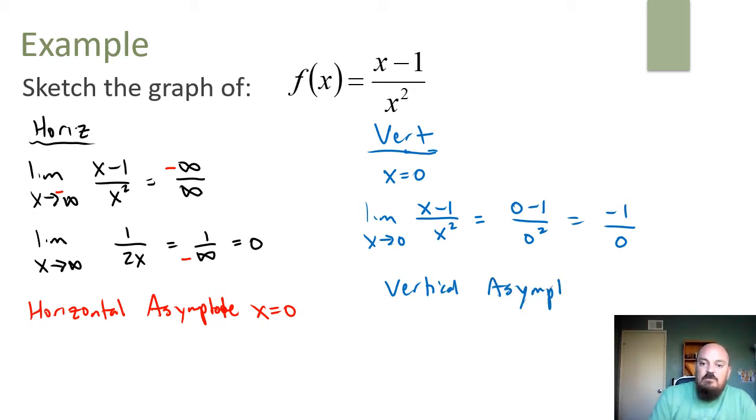So we actually have for this one a horizontal asymptote at y equals 0 and a vertical asymptote at x equals 0. 0 and 0 for both of them. All right, that's step 1. We have our asymptotes. And remember, for homework, you've already done this part. So you're going to start homework from here.